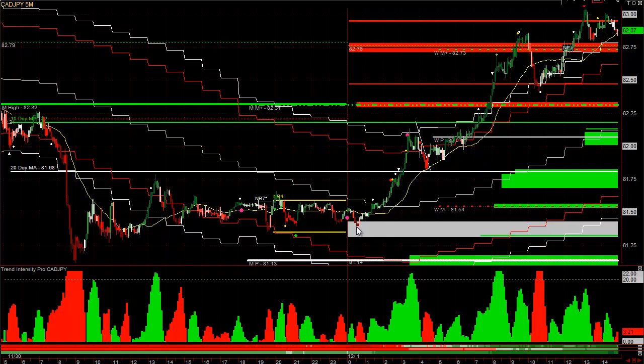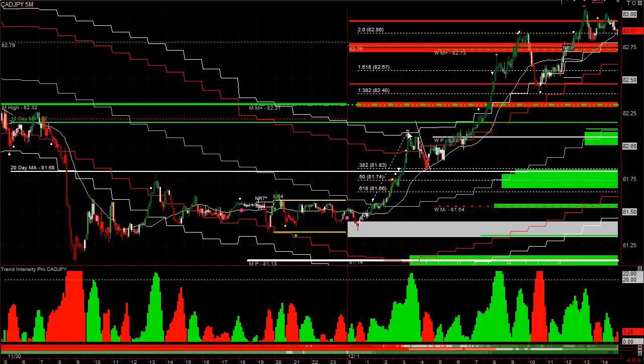I usually draw fibs on the first swing and look to get out at the first or second fib target. But if it does go above the first or second fib target, 1.618, as soon as it kind of stalls here, I'd be out of the trade, and I would have missed this remaining 25-30 pips.